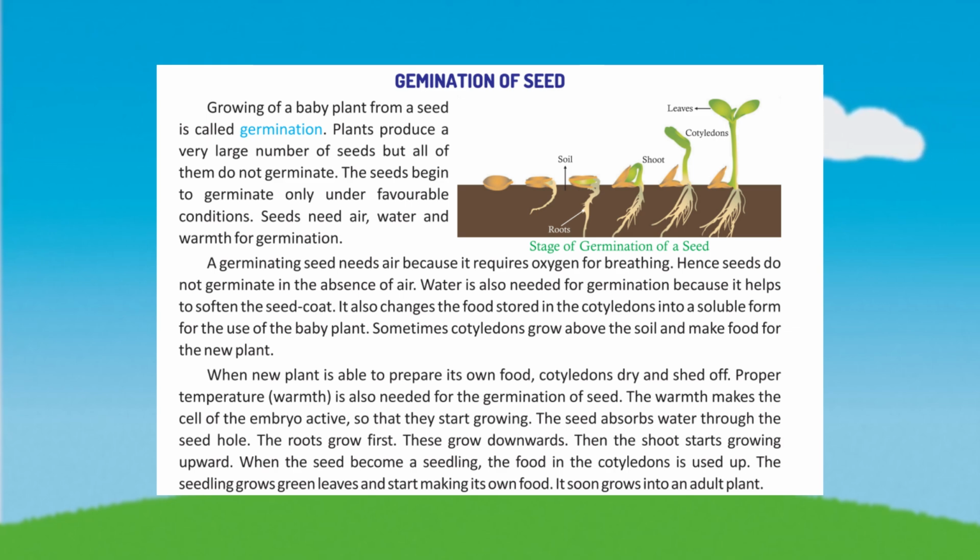The seed absorbs water through the seed hole. The roots grow first. These grow downwards. Then the shoot starts growing upward. When the seed becomes a seedling, the food in the cotyledons is used up. The seedling grows green leaves and starts making its own food. It soon grows into an adult plant.